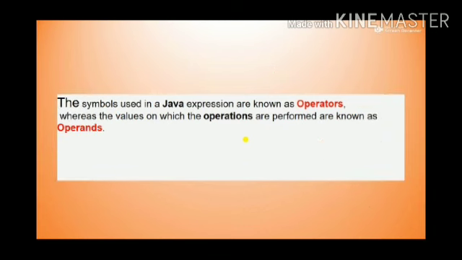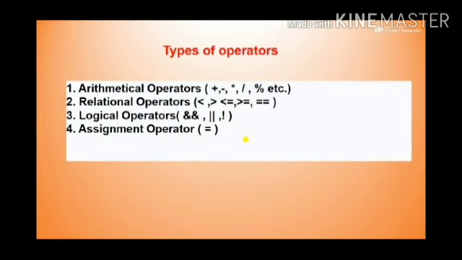The symbols used in Java expressions are known as operators, whereas the values on which the operations are performed are known as operands. Let us take one example, 30 plus 4. Here 30 and 4 are the operands and the operator used is the plus. Now we will discuss different types of operators.